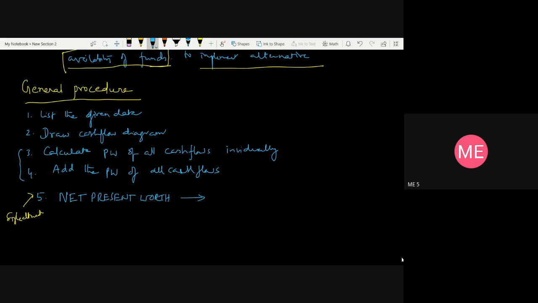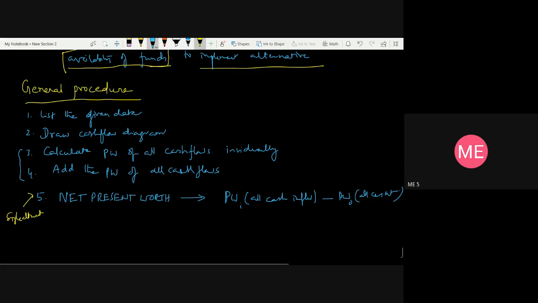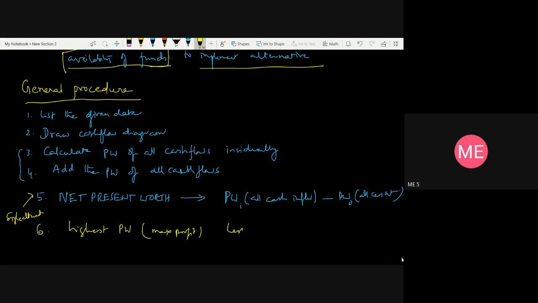Net present worth gives the present worth of all cash inflows minus the present worth of all cash outflows. So this will give the net present worth. The last step is that the alternative which has the highest present worth in the case of maximizing profit, and least present worth in the case of minimizing cost, will be selected.